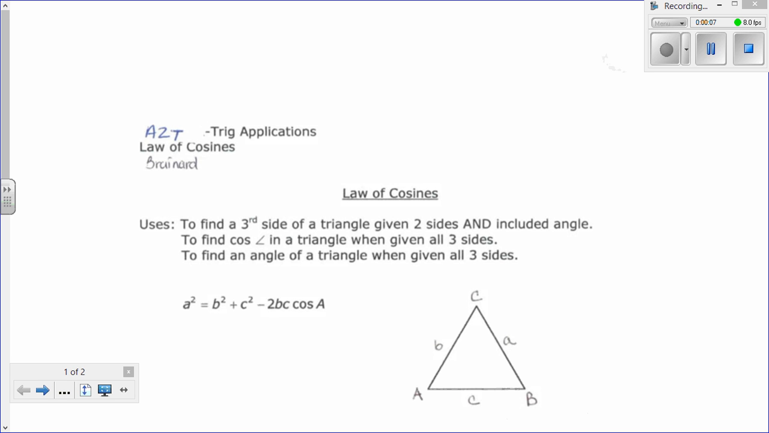Today we're going to talk about the law of cosines. The law of cosines is used to find the third side of a triangle given two sides and the included angle, to find the cosine of an angle in a triangle when given all three sides, and to find an angle of a triangle when given all three sides.